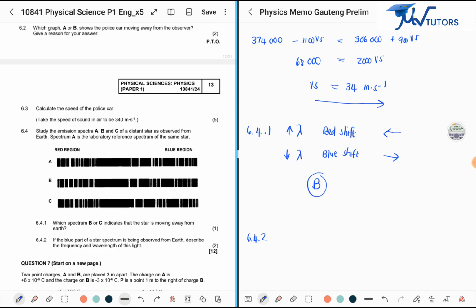Now, if the blue part of a star spectrum is being observed from Earth, describe the frequency and the wavelength. I've already spoken about the wavelength. So describe the frequency and the wavelength of this light. Basically, the frequency would be high as the wavelength is actually low. So shorter wavelength, higher frequency, basically. And that's it for question 6.